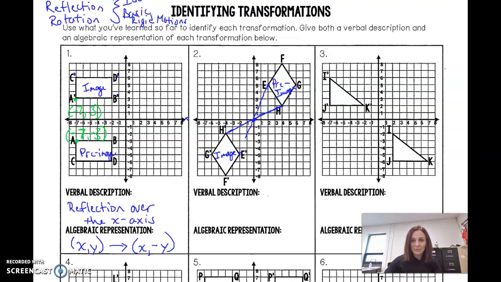So again, you can think of it as we're spinning this around. Same thing with E here, connected. We're spinning it around. So another word for spinning is a rotation. Okay, and it's a rotation of 180 degrees because it creates a straight line. Okay, and this is going to be clockwise or counterclockwise.